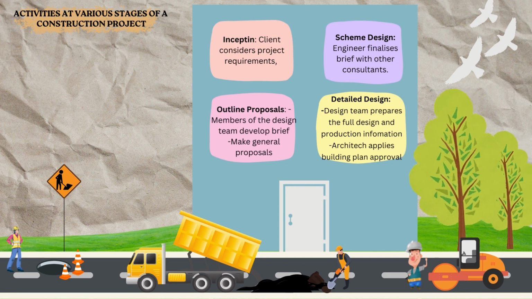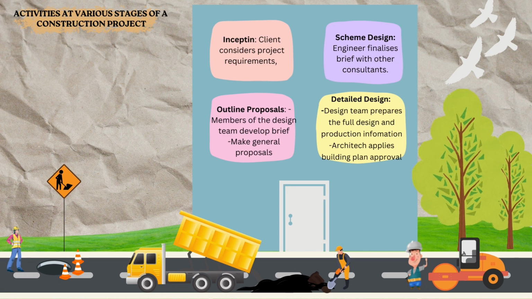Activities at various stages of a construction project. 1. Inception. Client considers project requirements, acquires land, sets up team, appoints and briefs architect/engineer. 2. Outline proposals. Members of the design team develop the brief, consider the technical and functional feasibility of the client's intentions, make general proposals for the project including form, layout, height and floor area. Architect applies for outline planning approval.